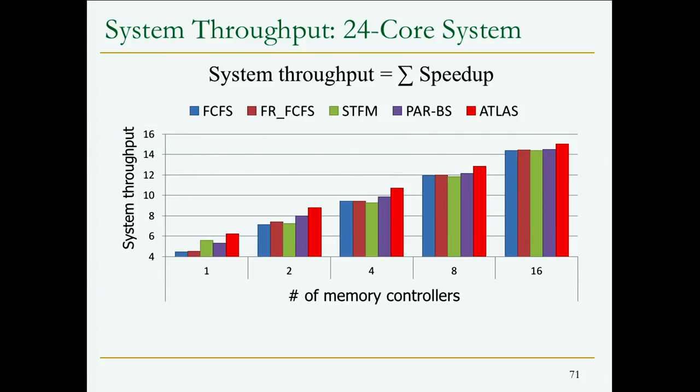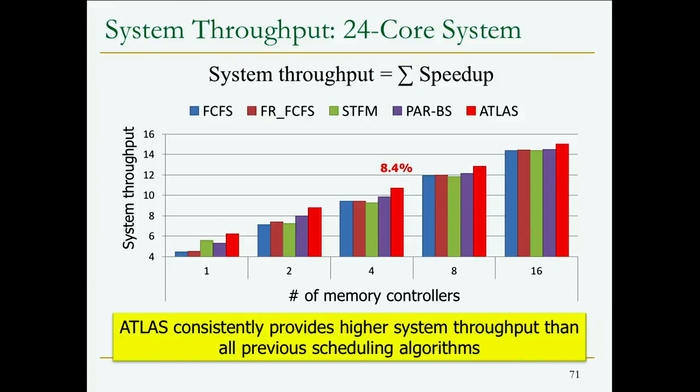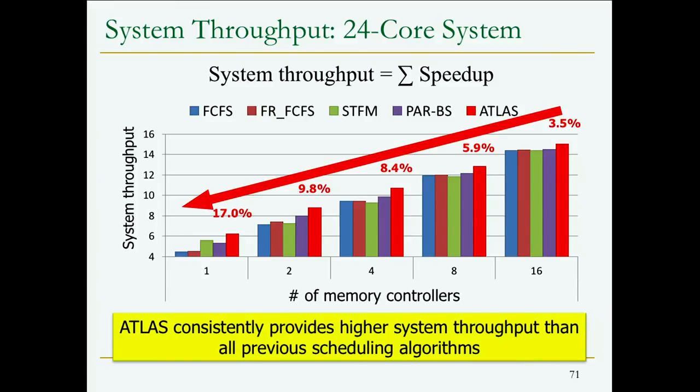And it actually does improve performance. This is system throughput in a 24-core system, where we always want to be scalable. And this is the number of memory controllers. And you get higher system throughput regardless of the number of memory controllers.